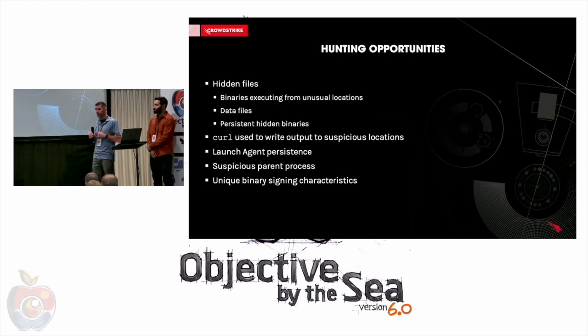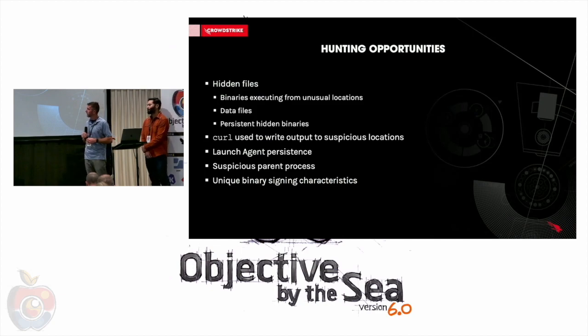Curl can be very noisy. You probably wouldn't see it on a normal end user system, but maybe on a dev or a system admin's you would. But again, look at where curl is used to write the output. Where is it pulling down binaries from, and where is it putting those on the file system? Launch agent persistence, yep, we're all going to look for that, but look for new plists that are written to the file system, and nuances within the plist that maybe wouldn't be so common or that you wouldn't expect.